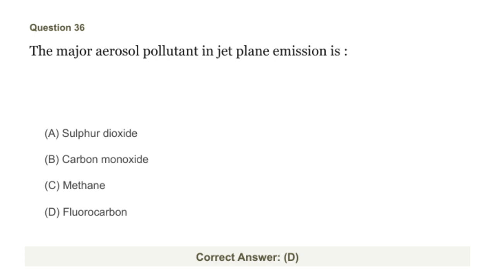These compounds are used in various applications, including air conditioning and refrigeration, but they also escape into the atmosphere through jet emissions. Recognizing fluorocarbons as the primary aerosol pollutant in jet plane emissions helps us understand the broader impact aircraft have on our environment, especially in terms of ozone layer health and climate change. So, in the context of pollution from aviation, fluorocarbons are key players to keep in mind.